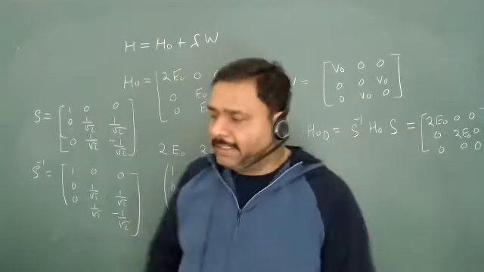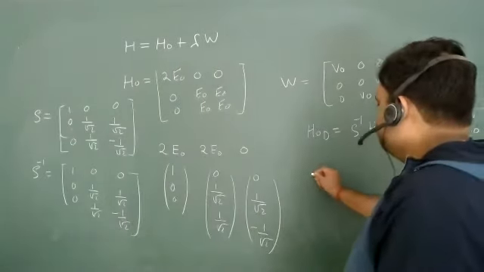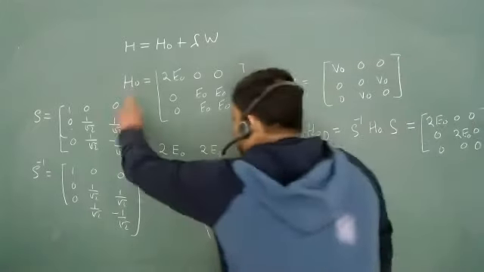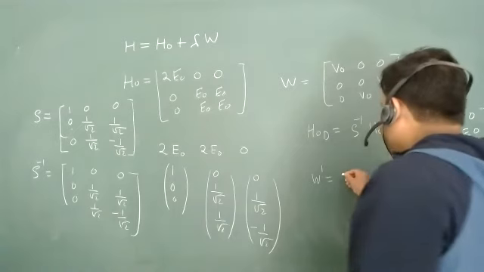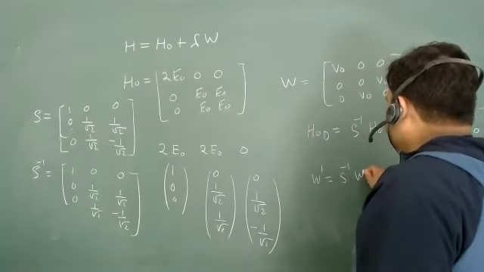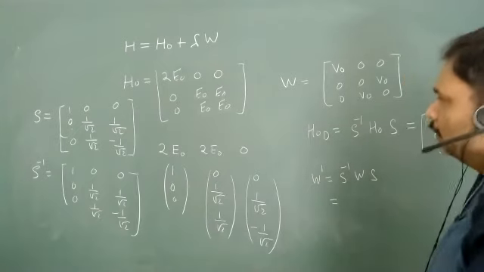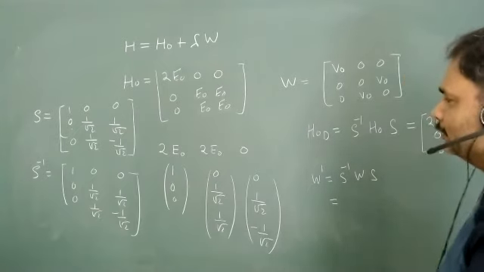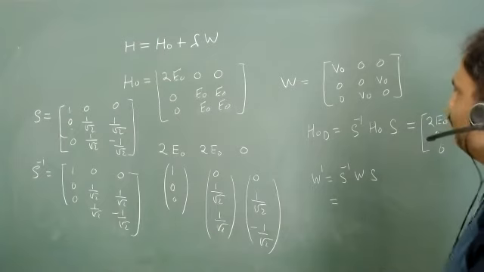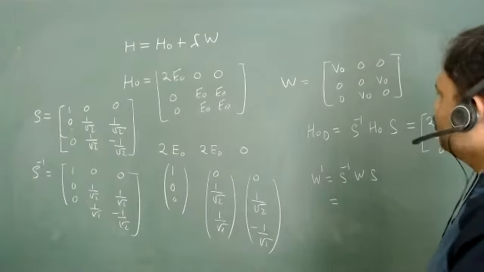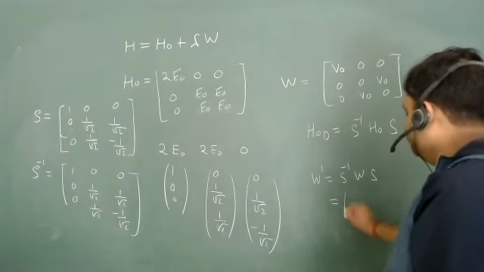Now, what is my next step? Next step is that W dash should be written in a basis in which H naught is diagonalized. So I can go for S inverse W S. So what should be the answer? You did this just now. What should V naught be? 0.